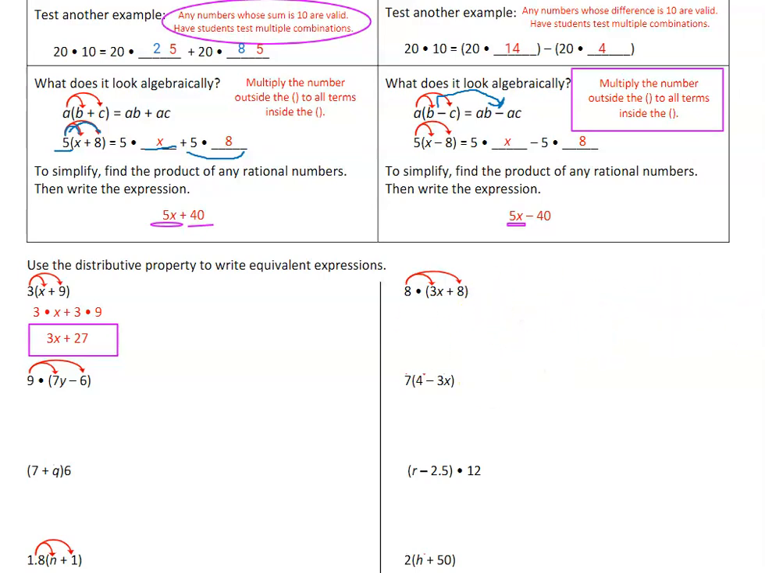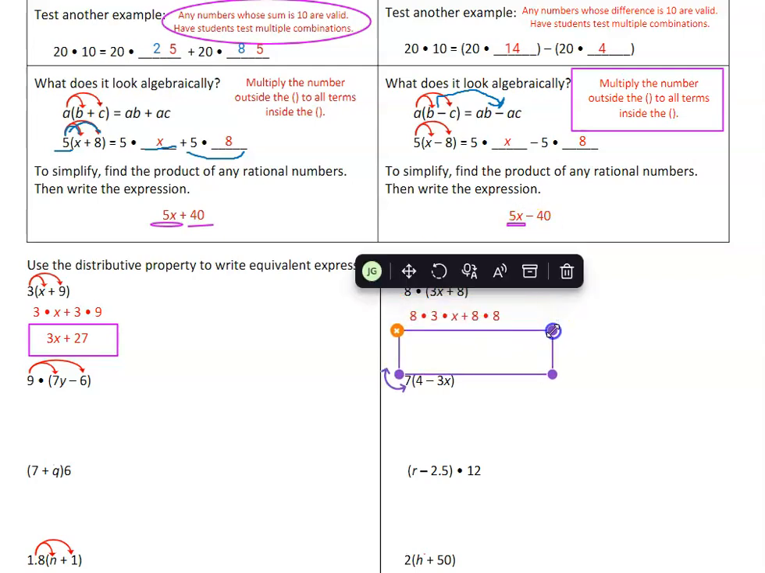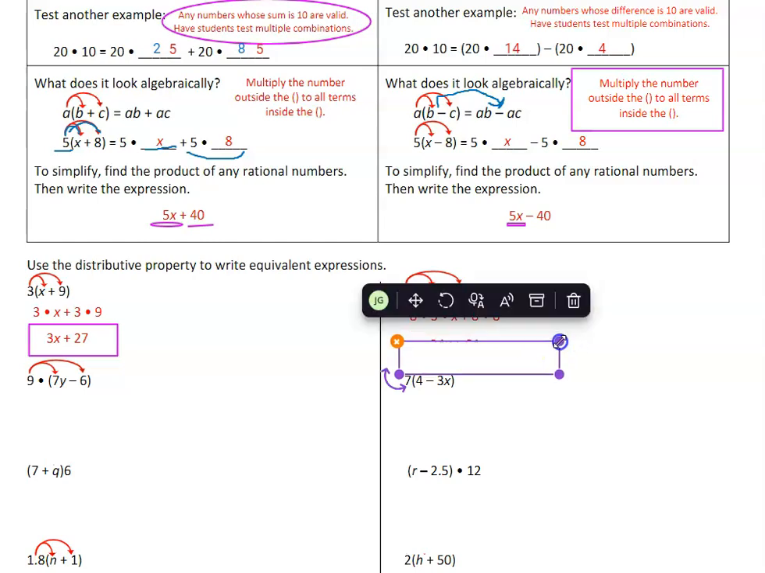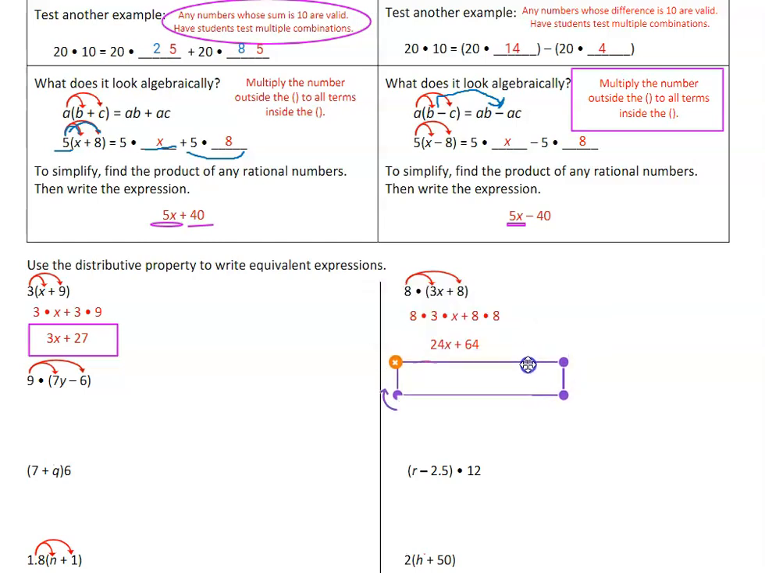Okay, so I'm going to do one more problem with you, and I'm going to have you work a few on your own. We have 8 times (3x plus 8). We are going to distribute the 8 by everything in the parentheses. So we are going to have 8 times 3 times x plus 8 times 8. 8 times 3 is going to give you 24. And 8 times 8 is 64. So your complete simplified answer is 24x plus 64.